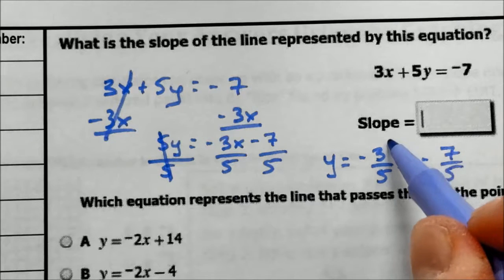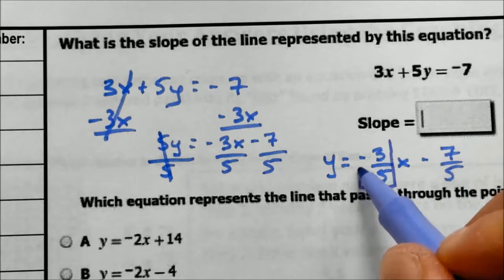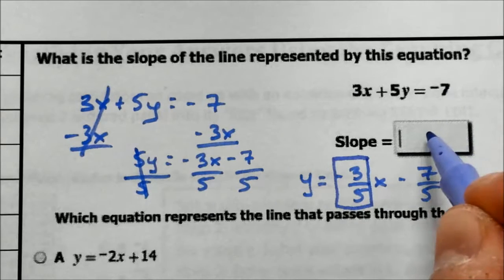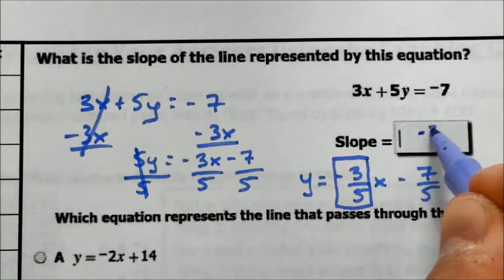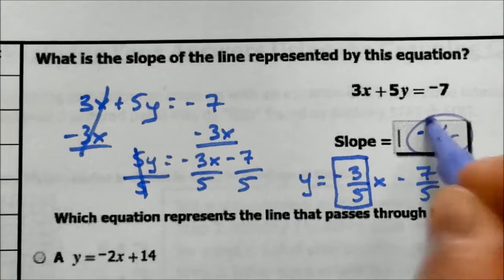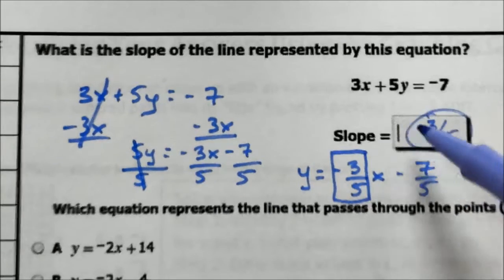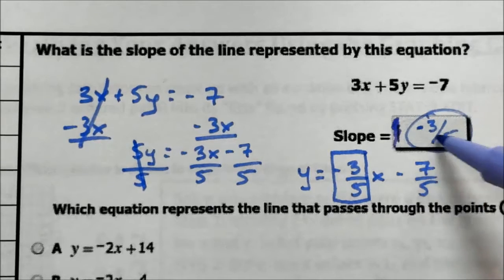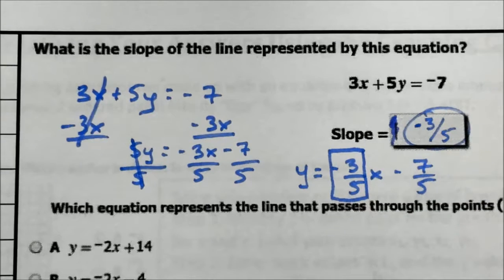And so this coefficient for x is your slope, so our correct slope would be -3 over 5. And that's our answer. This is not a 1, by the way. That's just a line, so don't get tripped up by that. The answer is -3 over 5. Cool.